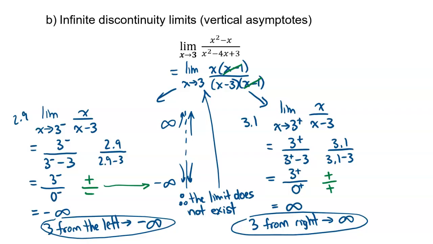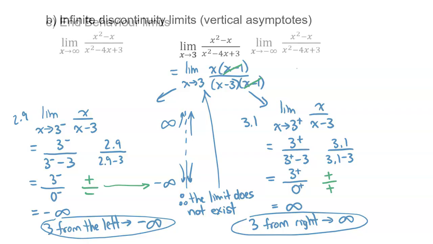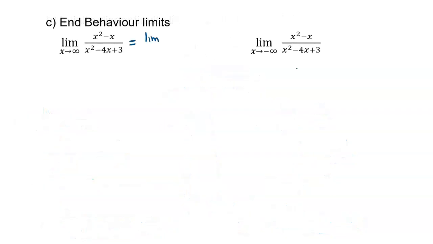But yet it does mean something when we approach from both sides on the graph. But the limit, if it doesn't approach the same thing, does not exist at that value. And so that's how that works as far as how that's said. The last type of limit we have is end behavior limits.